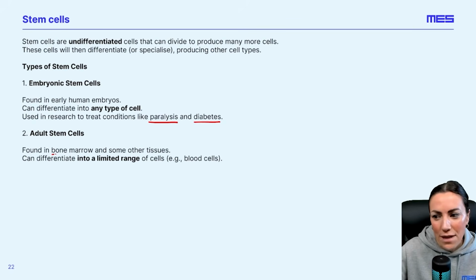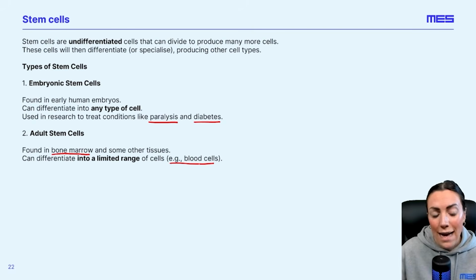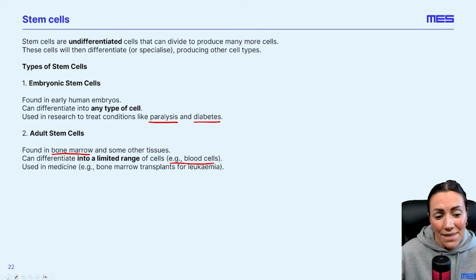So for example, the adult stem cells that are found in bone marrow can differentiate into a few different cell types, but only blood cells. So red blood cells and white blood cells, for example. They are used in medicine. So you could use them for bone marrow transplants. You could use them to treat leukemia, to replace the damaged blood cells in a patient with leukemia.